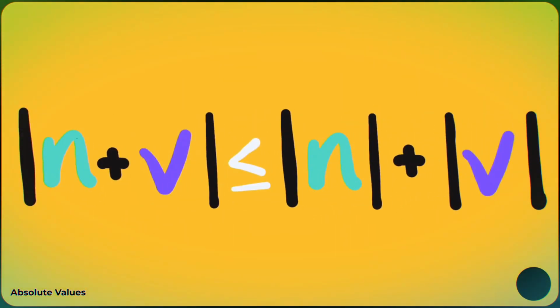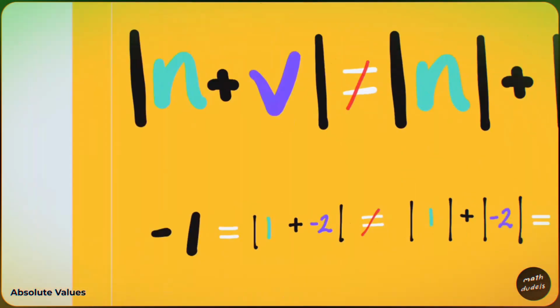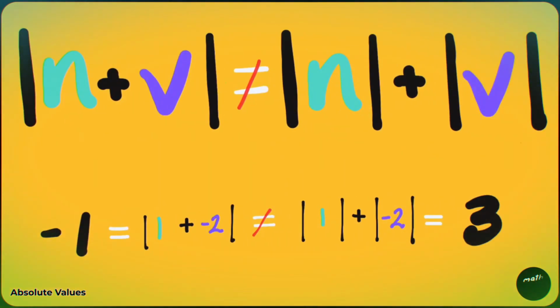When adding absolute values, you might come across something like this. The absolute value of n plus v is less than or equal to the absolute value of n plus the absolute value of v. In this situation, we see how the absolute value of n plus v does not equal the absolute value of n plus the absolute value of v. Think about what pattern of n and v generates non-equal answers.